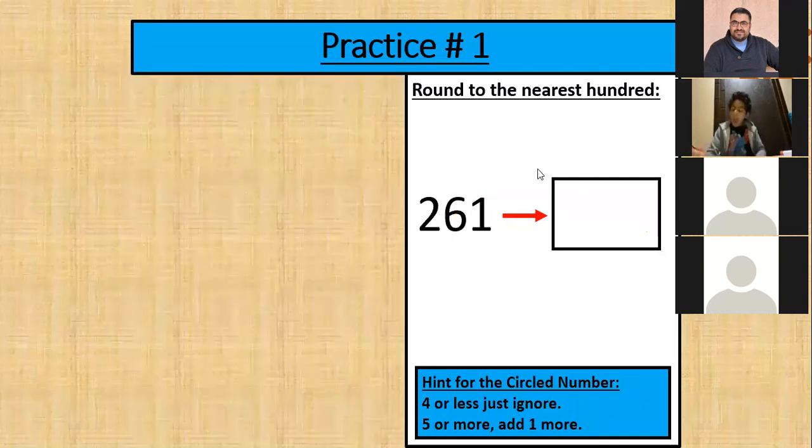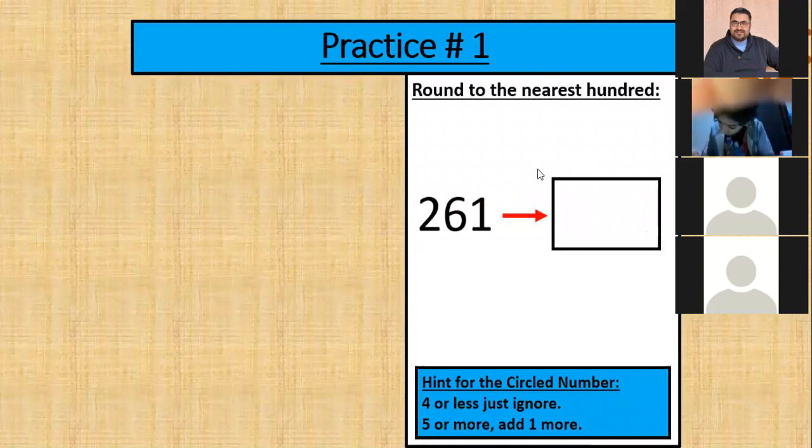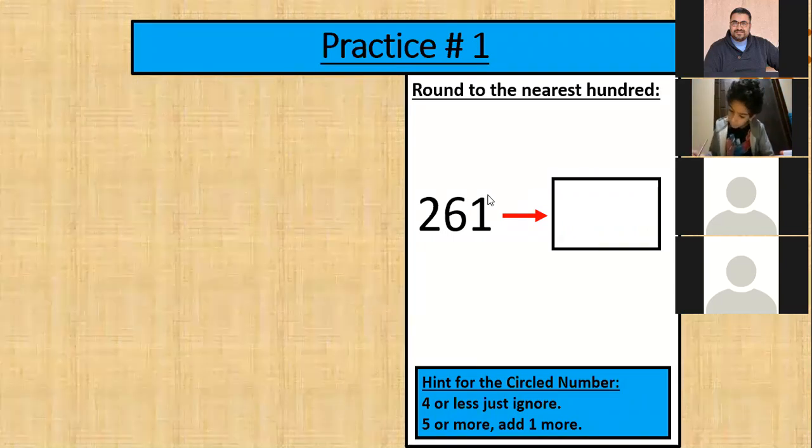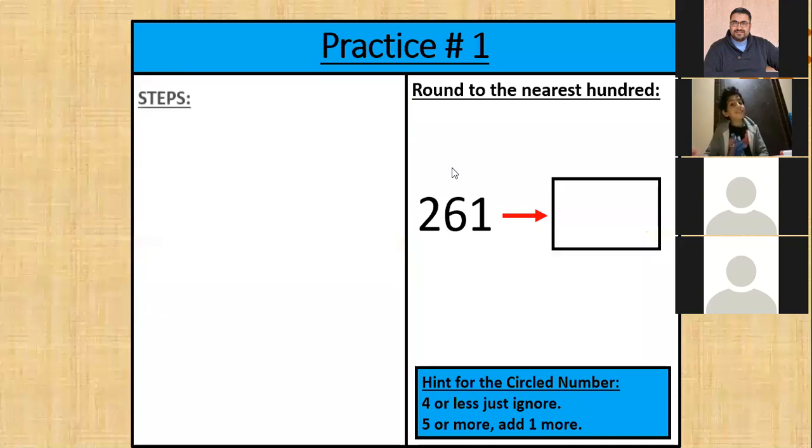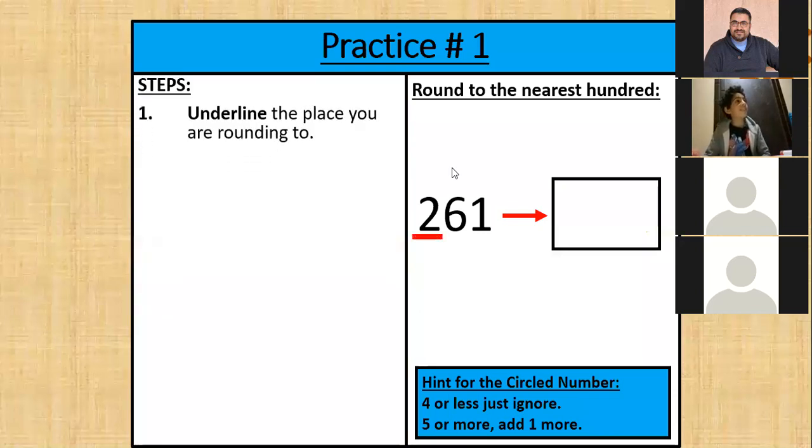261. We want to choose another one too. So Ahmed. Yes, Mr. Ahmed, can you solve this one? We will put a line under 2. This is step number 1. We will circle 6.